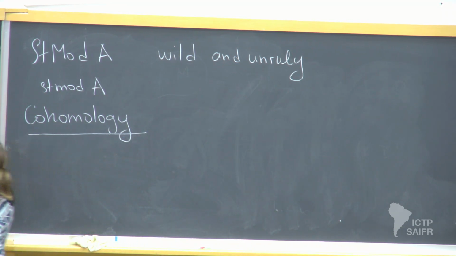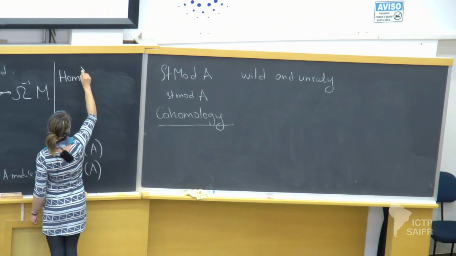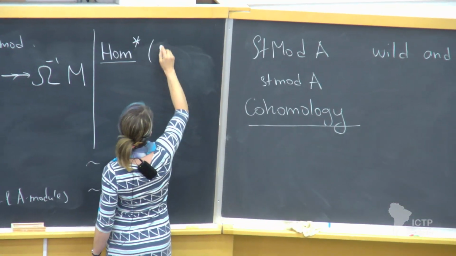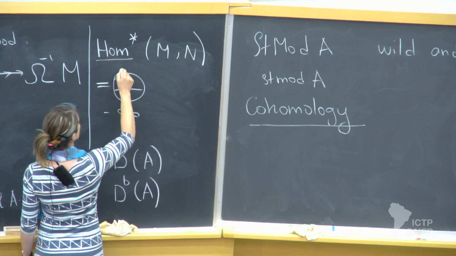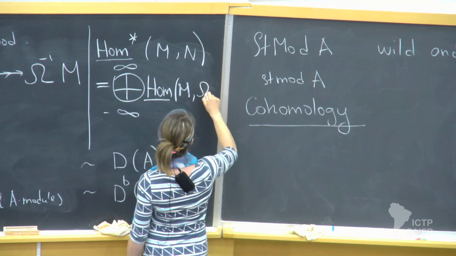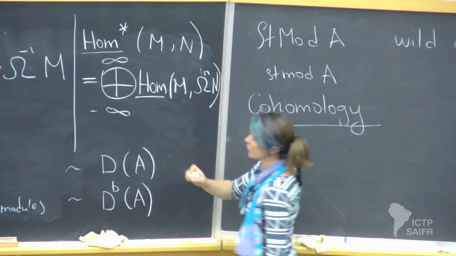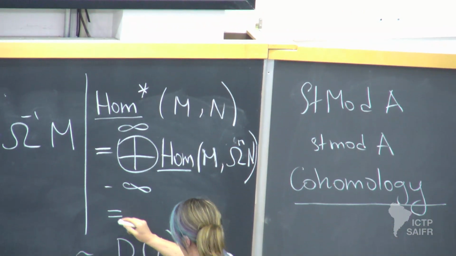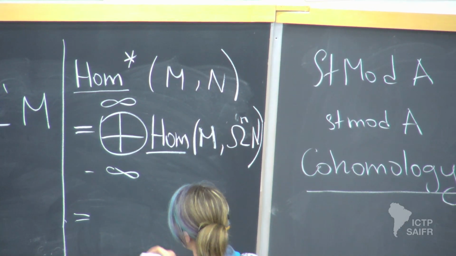Although, I realize that there is something else I wanted to say. In this category, we have Hom, and we have graded Hom, because it's a triangulated category. And this is just a direct sum of all the Homs in the category, where we take all the shifts, say, of the second object. This has another name. This is what at least people in group theory call Tate cohomology.